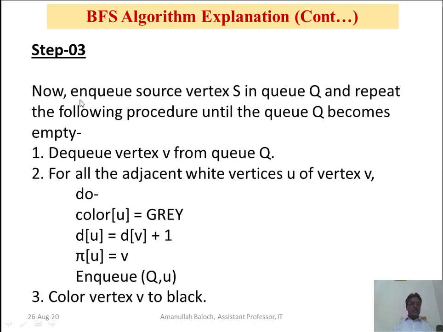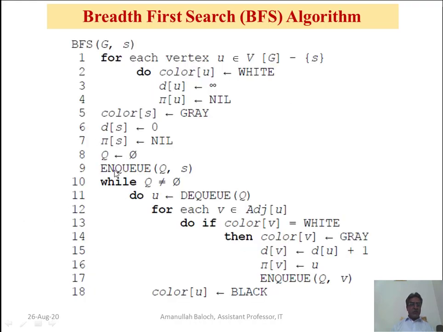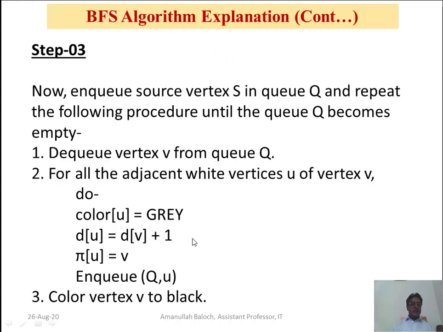And step 3 is about the body of the while loop. Now enqueue the source vertex S in Q and repeat the following procedure until the Q becomes empty, because this is the condition of the while loop. Here we can see the while loop: while Q not equal to empty, do this. So it is also saying repeat the following procedure until the Q becomes empty.